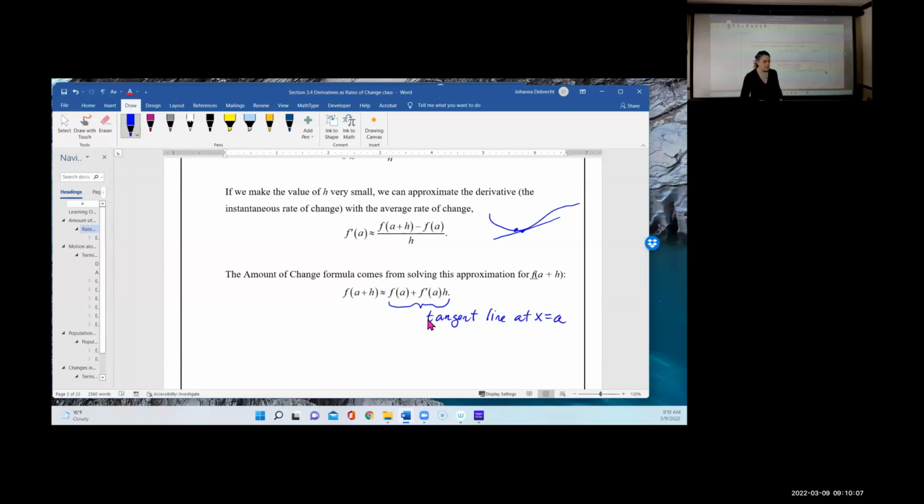So we can approximate the y value at another point that's really close by, as long as we don't allow h to get very large. And the tangent line is a decent approximation as long as you stay very, very close to point a. And that's all they're doing right here. So let's take a look at one of what one of these would look like.